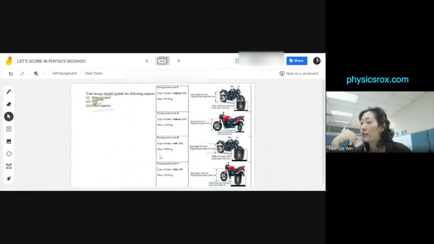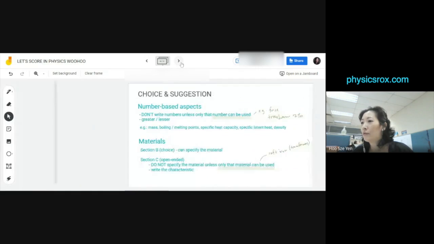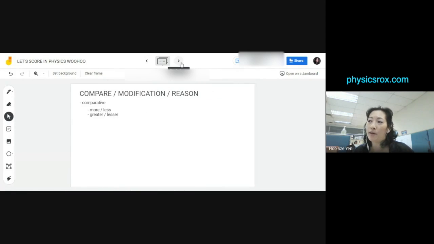So that's why even when you come up with the modification or the reason, right? Oh, why did you choose lower mass? Lower mass because it will have greater acceleration. If you say, oh, low mass so that it will have higher acceleration, that becomes an absolute. Okay, low mass, how low is low? Are you just driving a 1 gram motorbike? You know what I mean? It's too absolute. So no absolutes. We always go with comparative terms.